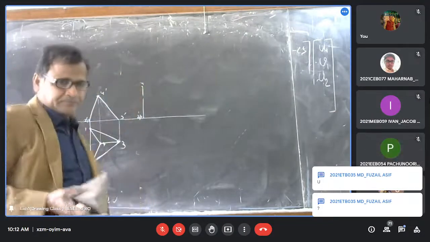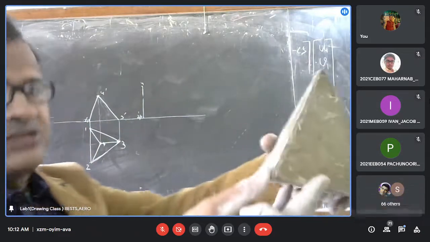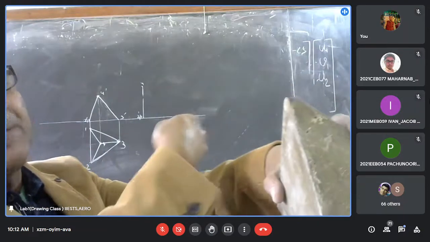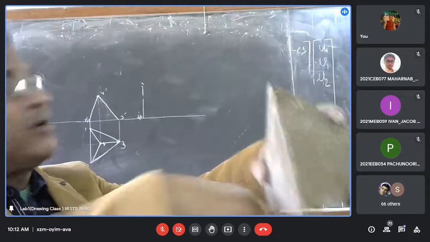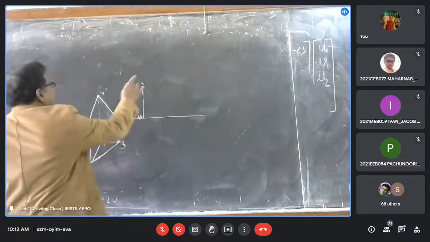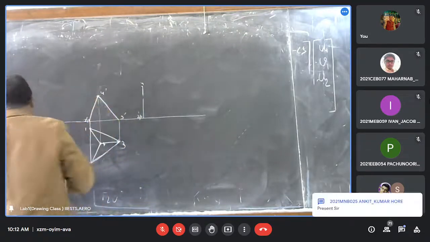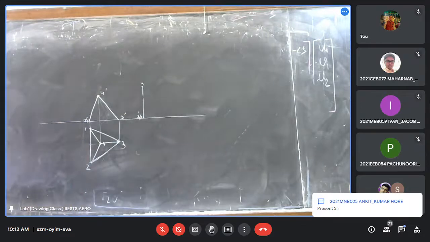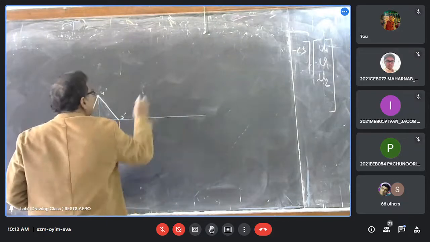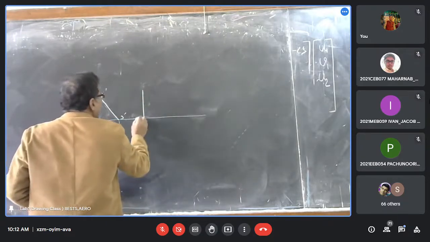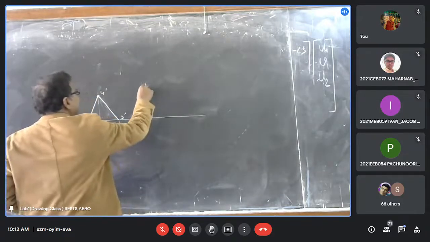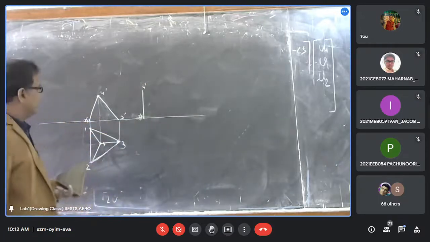So this surface is perpendicular to both the planes. It is in this way. Yes, sir. Now we are rotating like this. This surface is perpendicular to the vertical plane and also the horizontal plane. Okay. So you have to copy this figure in such a way that 4 dash and 2 dash 1 dash come perpendicular to the x-y line.